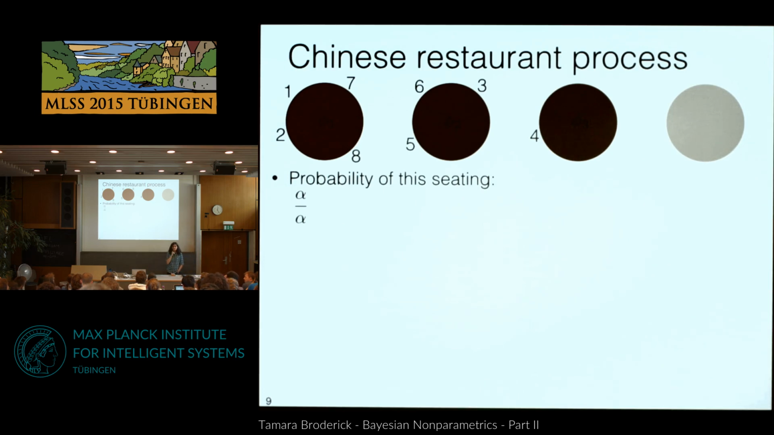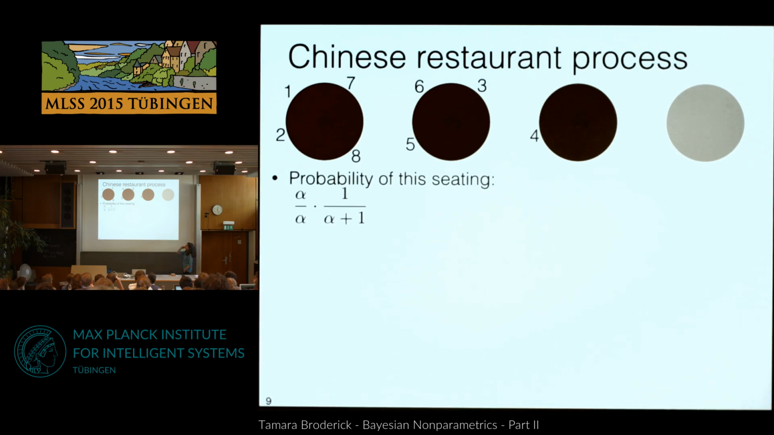Alpha divided by alpha. There's definitely an alpha in there. Yeah, but where? 1 divided by alpha plus 1. Exactly. So it's 1 because they're joining a table that already has one person, the 1. And then it's 1 plus alpha because there's the table with one person and the potential new table which has probability mass alpha.